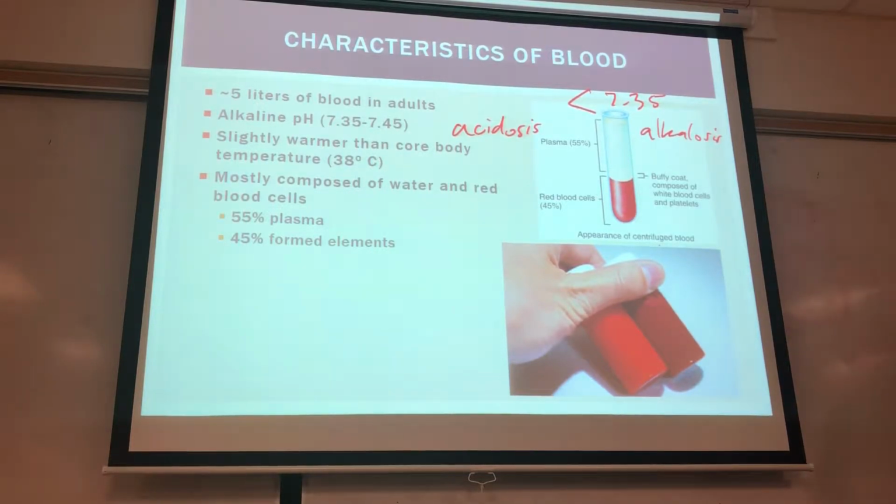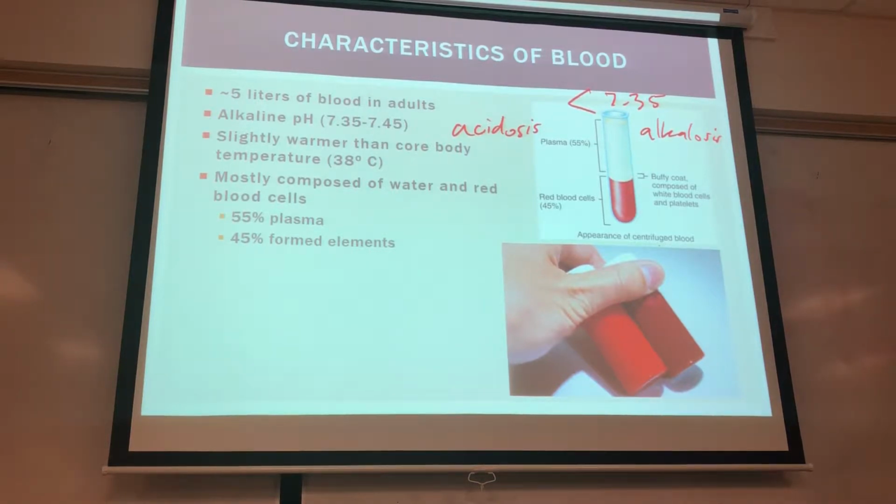If we were to measure the temperature of the body, the temperature of the blood, blood has a tendency to be a little bit warmer. So if our core body temperature is about 37 degrees Celsius, our blood is at about 38 degrees Celsius. Don't know exactly why, but that's just a phenomenon that takes place.